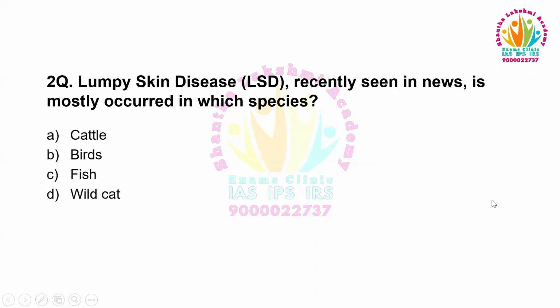Moving to the next question. Lumpy skin disease, recently seen in news, mostly occurred in which species? Option A, cattle. Option B, birds. Option C, fish. Option D, wild cat.